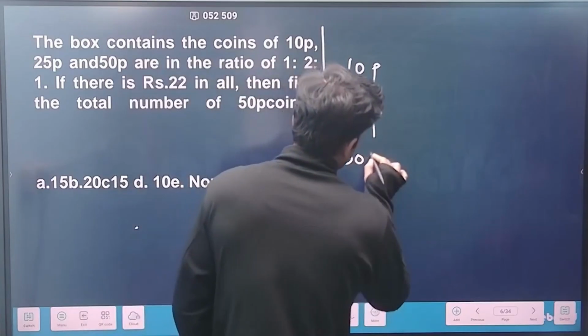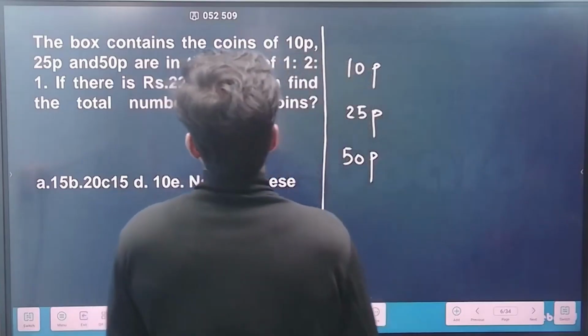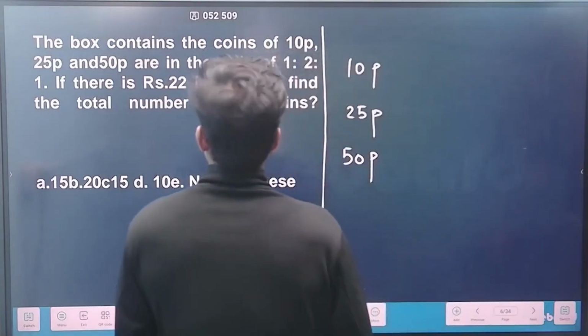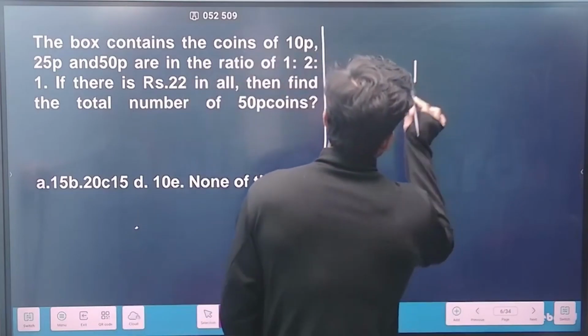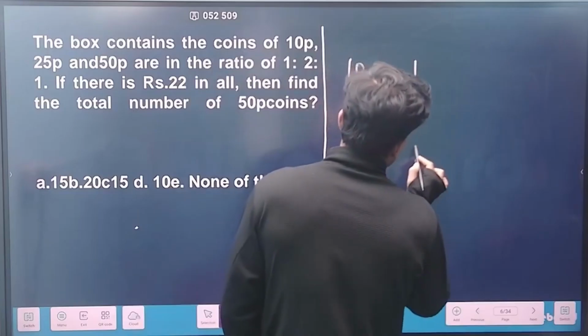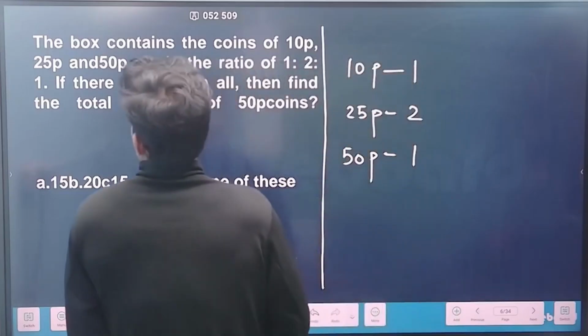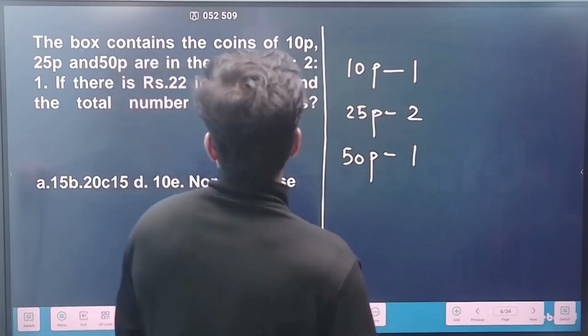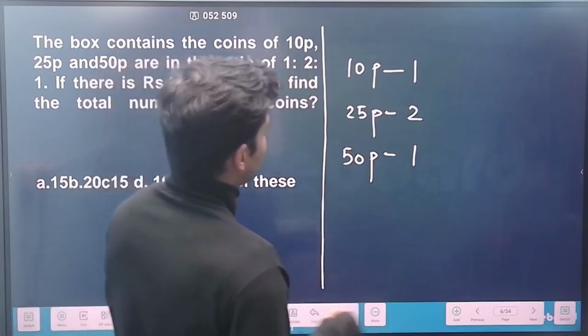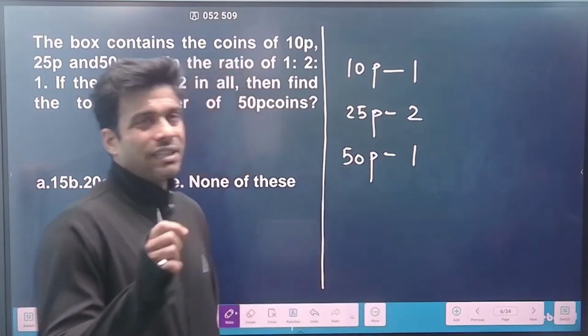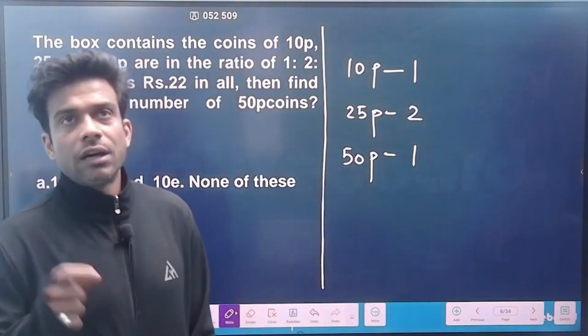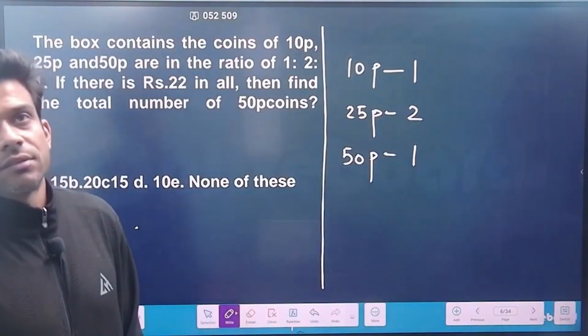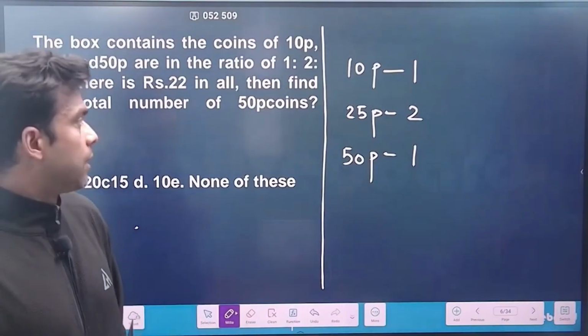All these questions are PYQ. The coins are in the ratio of 1:2:1. If the total is 22 rupees in all, then find the total number of 50 paise coins. So ultimately they are asking about paise, they are not asking you about the rupees.